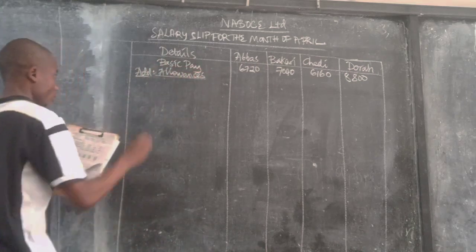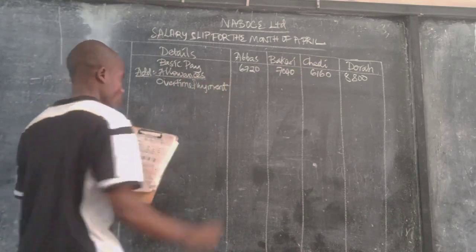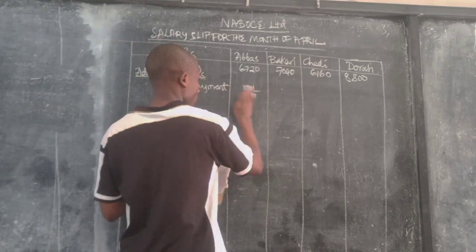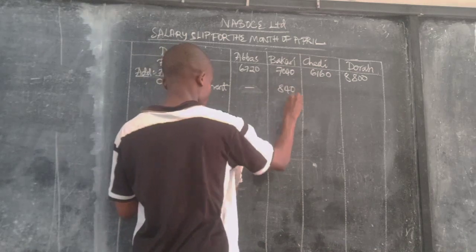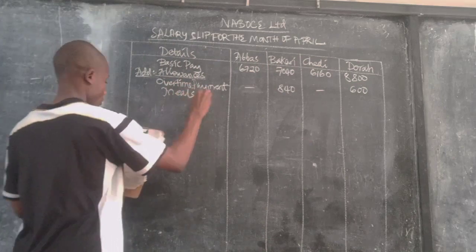Then you say add all allowances. The first allowance was overtime payment. That was the first allowance. For Abbas, none. You can put a dash. For Bakari was 840 and for Dora was 600.